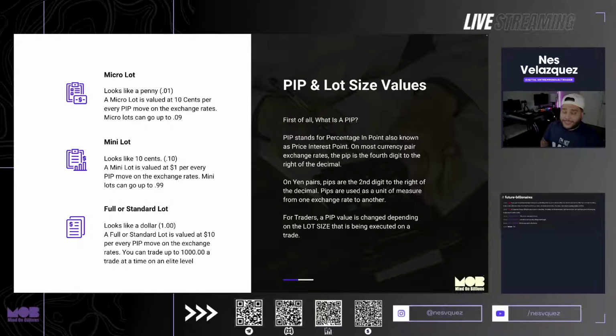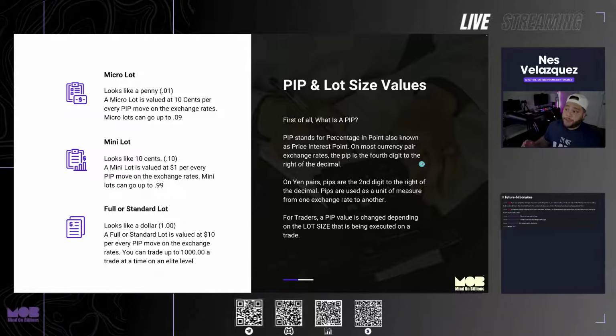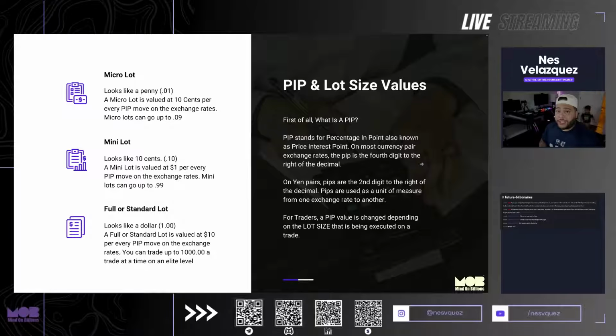So this is it right here. First of all, what is a pip? A pip is the price interest point. Okay, the pip stands for the percentage of point, also known as the price interest point. On most currency pair exchange rates, the pip is the fourth digit to the right of the decimal. On yen pairs, pips are the second digit to the right of the decimal.